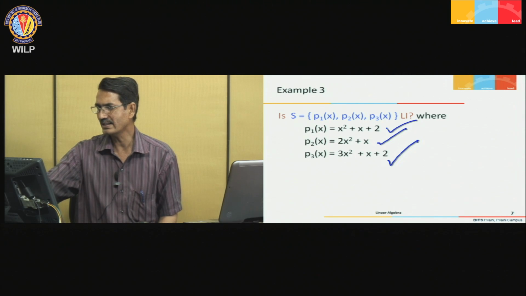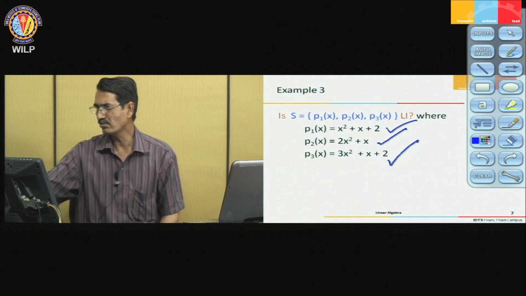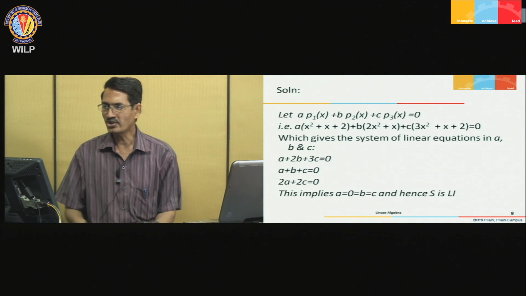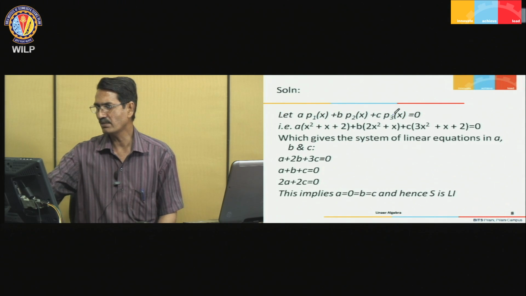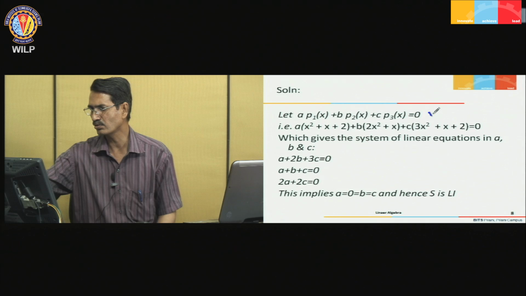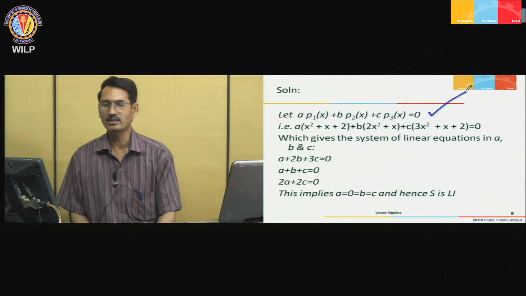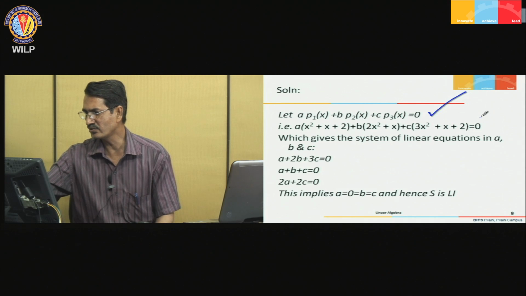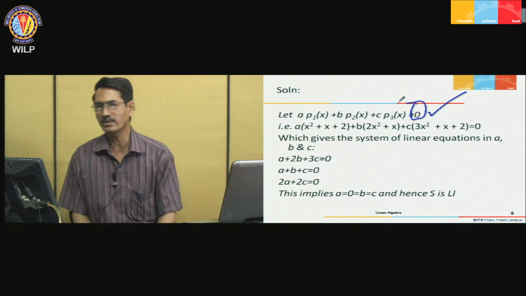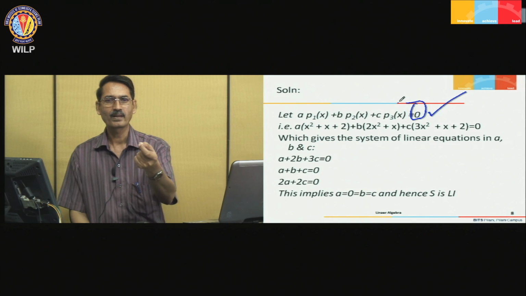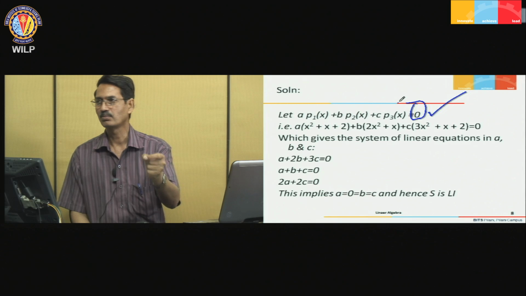So, you shall say that A into P1 plus B into P2 plus C into P3 is equal to 0, then you shall see what happens. This is your linear combination. Again, what is the meaning of the RHS? This 0 is the 0 polynomial. A polynomial is said to be 0 when each coefficient must be 0.